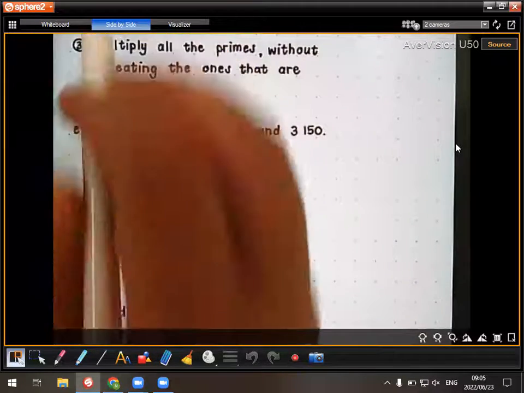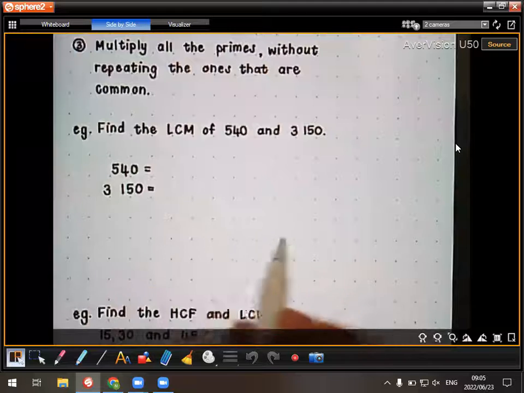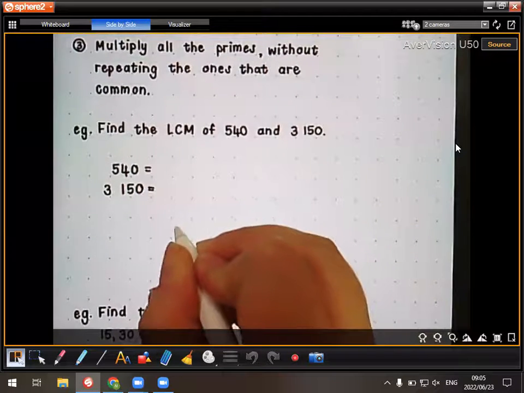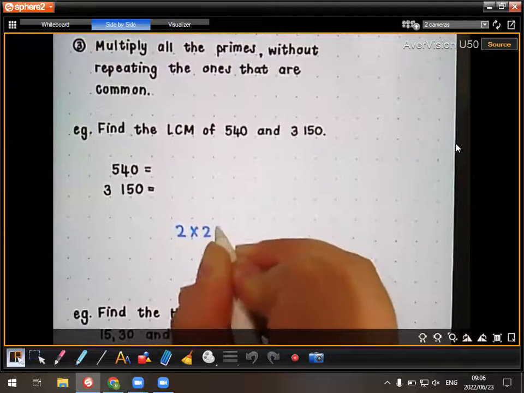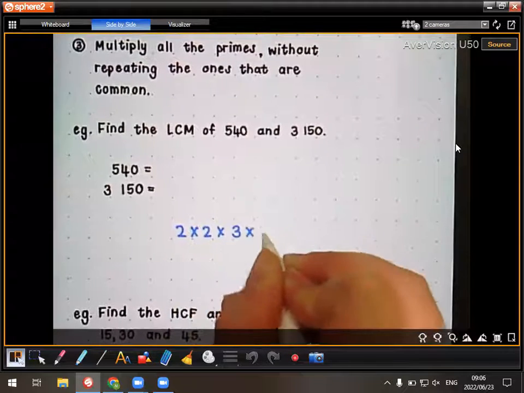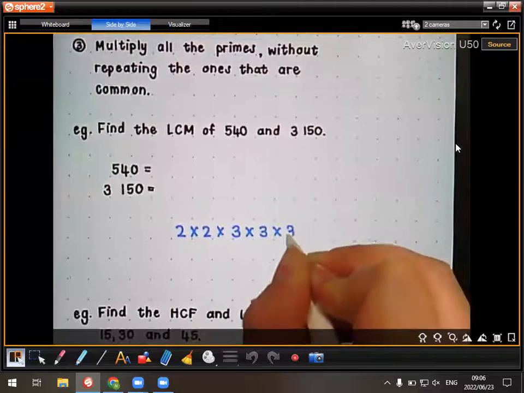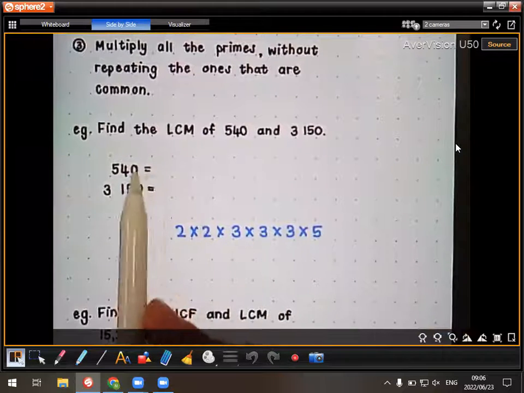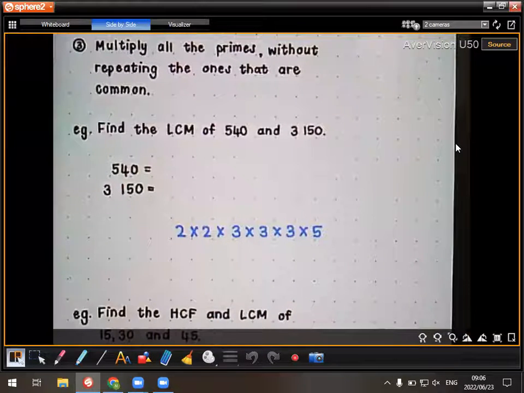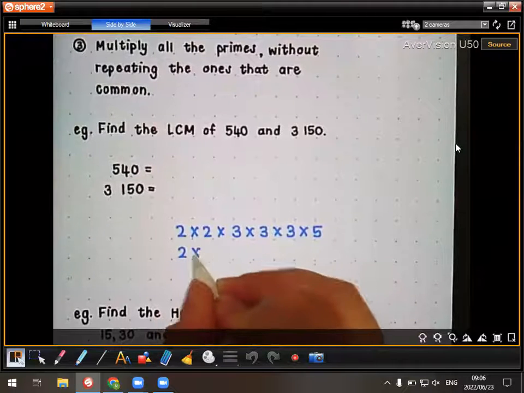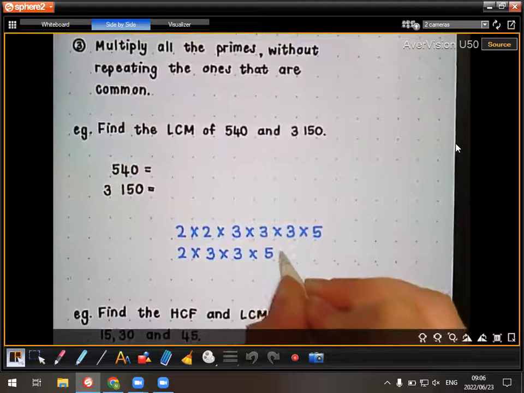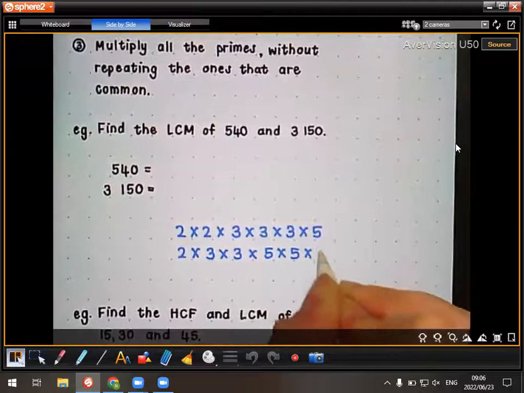Okay, so just quickly, you don't have to write this down underneath. I'm just going to quickly write down the factors of 540 were 2 times 2 times 3 times 3 times 3 times 5. Okay, those are all the factors. You don't have to write them down here. We are going to write them down at the top in a specific order. And then of 3,150, these were the factors: 5 times 5 times 7.